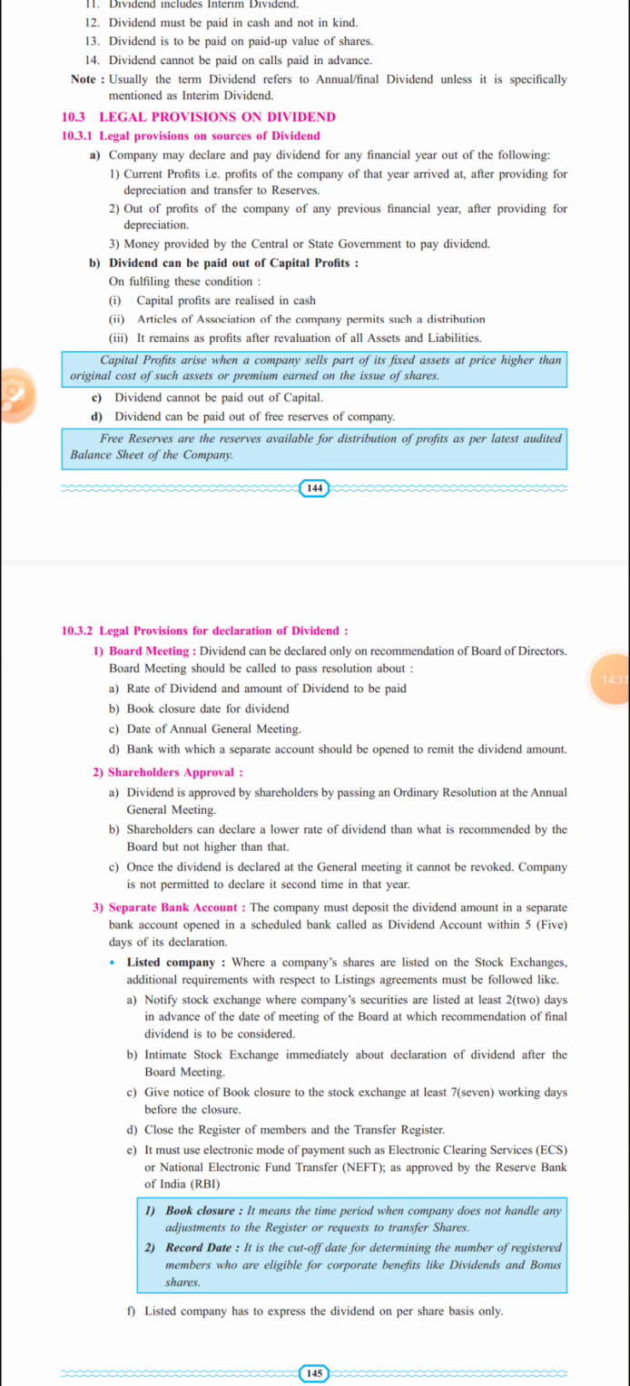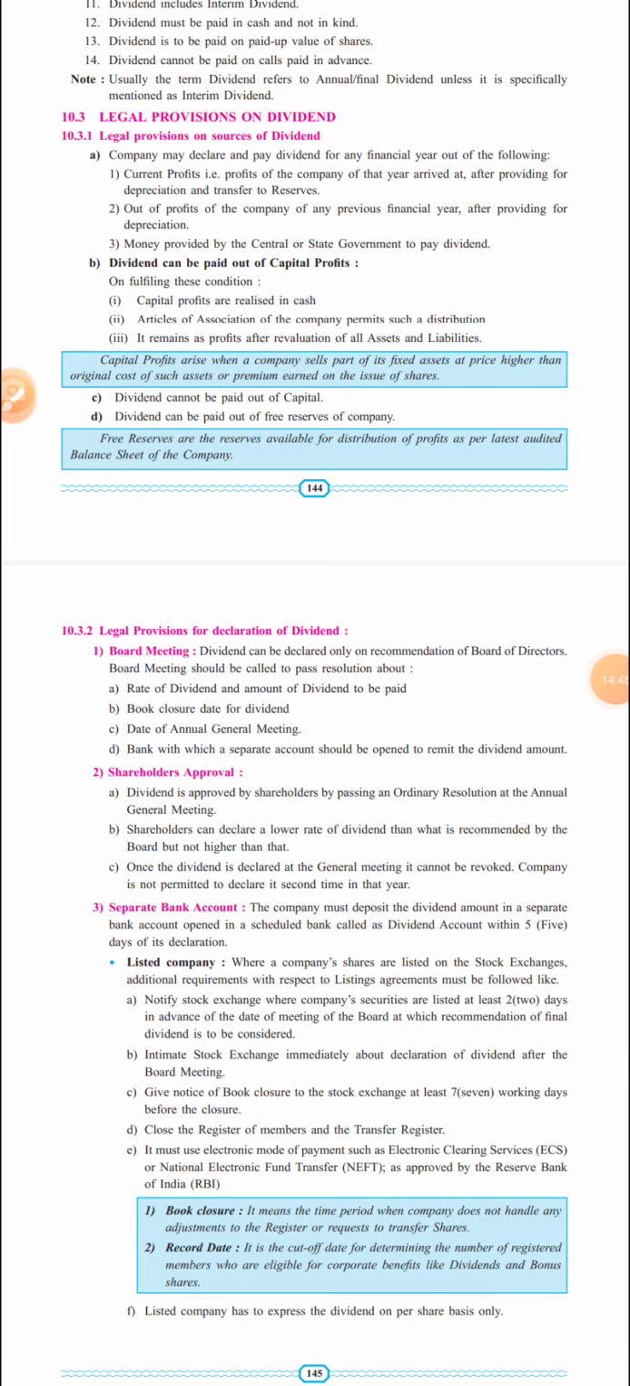Next point, listed company. Then what is meant by listed company? The company whose shares are listed with the stock exchange is known as a listed company. Where a company's shares are listed on the stock exchange, additional requirements with respect to listing arrangements must be followed. So these listed companies must follow the following guidelines while declaring dividend.